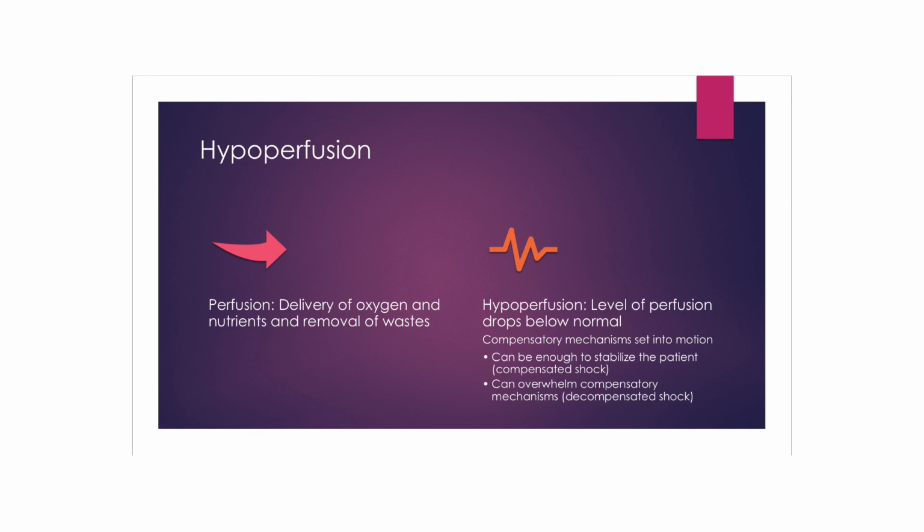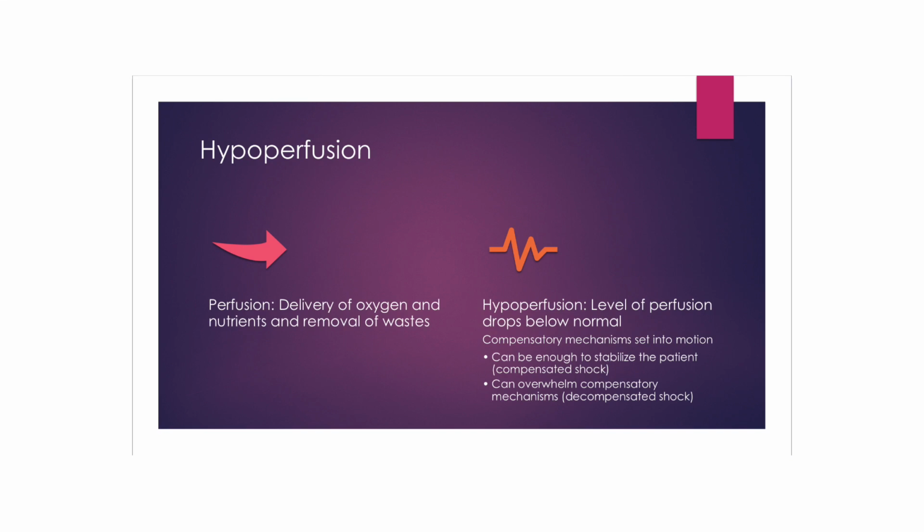Perfusion is the delivery of oxygen and nutrients and the removal of wastes from the cells, organs, and tissues by the circulatory system. Adequate circulation is dependent upon a pumping heart, intact vascular system, and the appropriate amount of oxygen-carrying blood. A deficiency in any of these areas will cause problems with perfusion, and we know that, right?